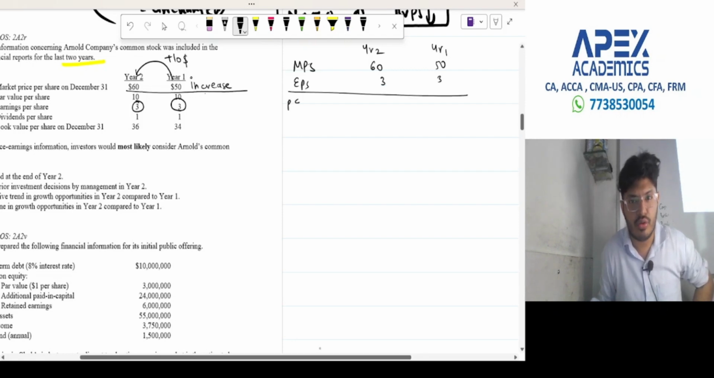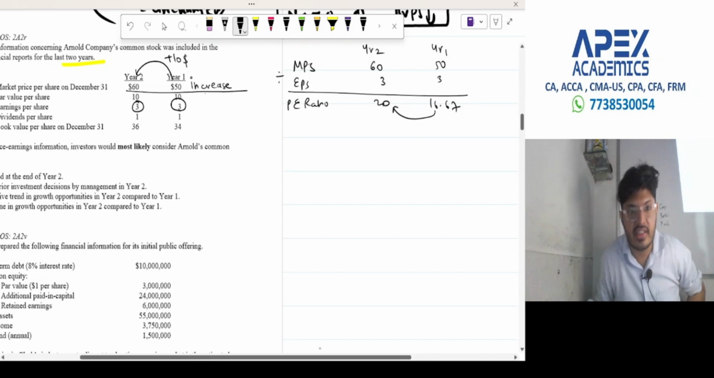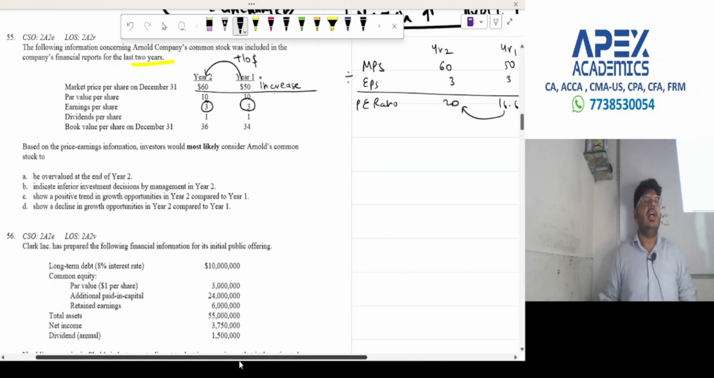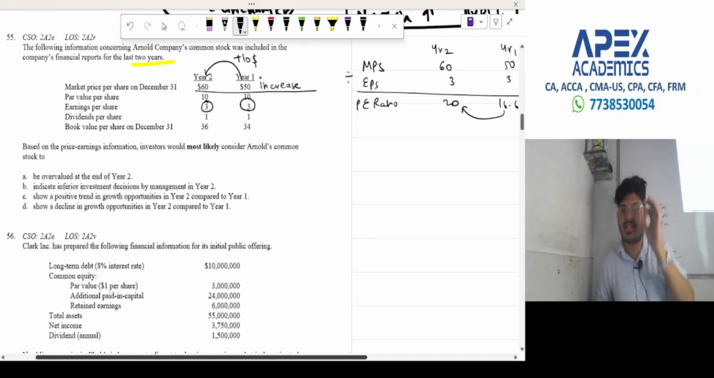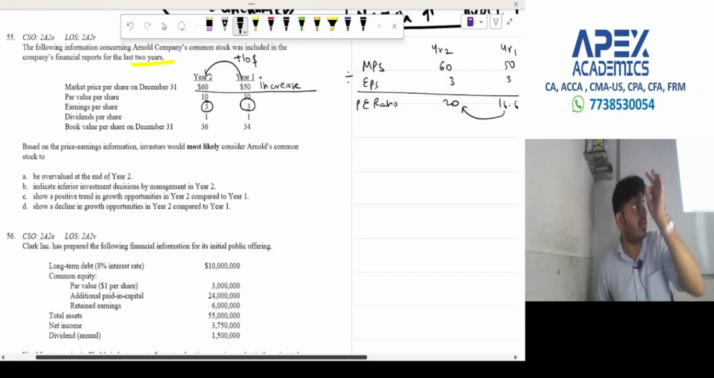May I please request you to calculate the PE ratio? What is the PE ratio? MPS divided by EPS. Year 1 it is 16.67, year 2 it is 20. Agreed? My dear students, there is a clear increase in PE ratio. Agreed or disagreed? When EPS remains the same but the MPS of the shares increases such that the PE ratio increases, this happens only when the market sees future growth potential in the company.